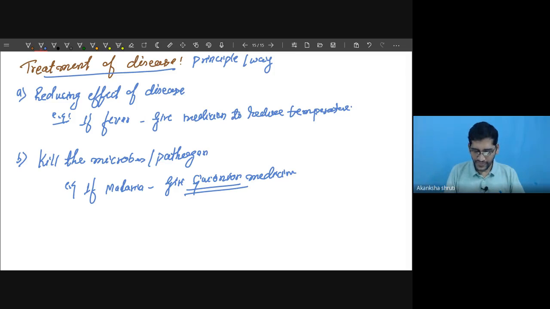This attacks the plasmodium. This kills the plasmodium. This way the malaria gets cured. So two things are always there.